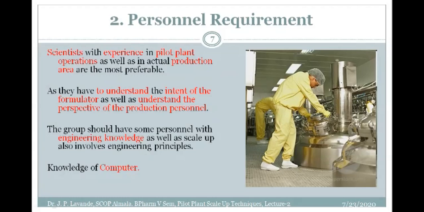So the personnel, like say the formulator and the production, they have to work collaboratively. The group should have some personnel with the engineering knowledge. The engineering people are required from the maintenance point of view. If anything happens during the process, as far as the machineries are concerned, if these are not functioning properly, if these are not giving the required degree of accuracies, then that should be handled and managed by the people from the areas of engineering.